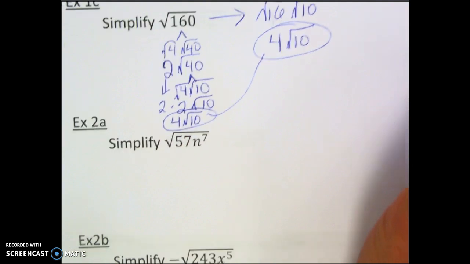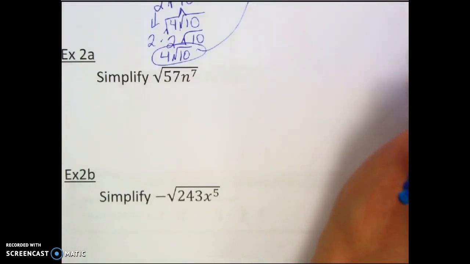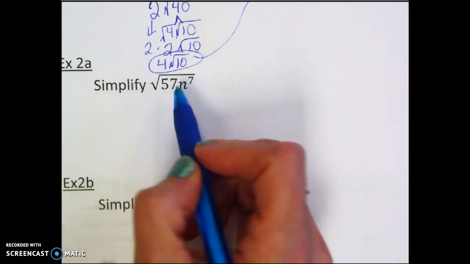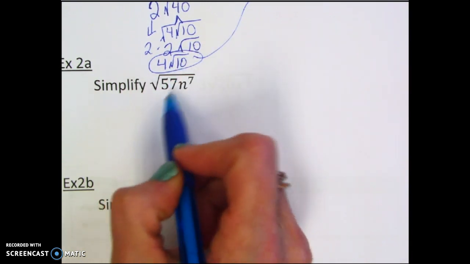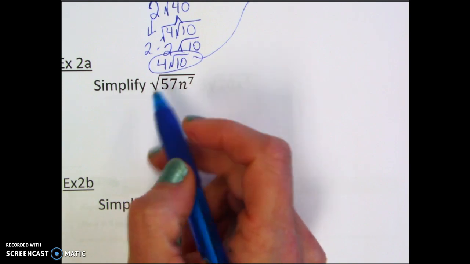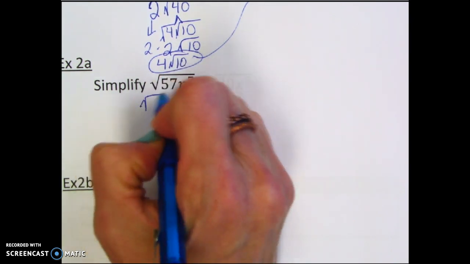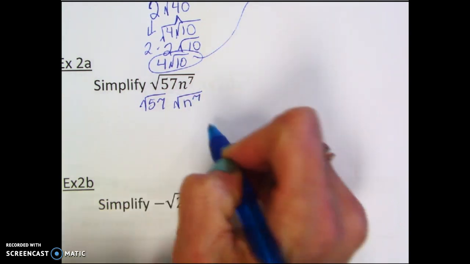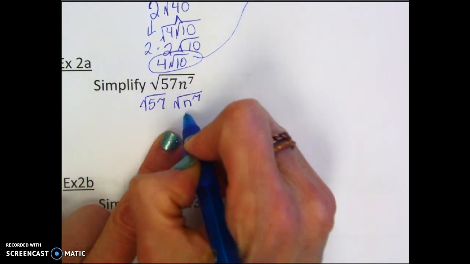All right, 2 more here for this lesson. Square root of 57 times n to the 7th power. Well, the square root of 57, you can try finding a perfect square. It does not simplify, so we're just going to leave it the square root of 57. We have n to the 7th here, though, that we need to try and simplify.